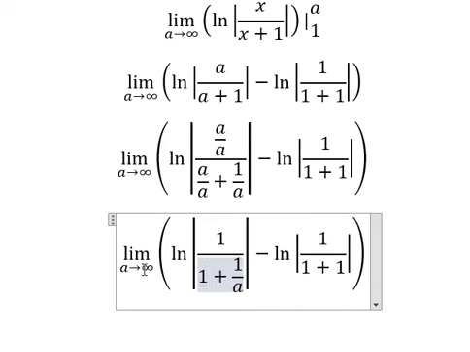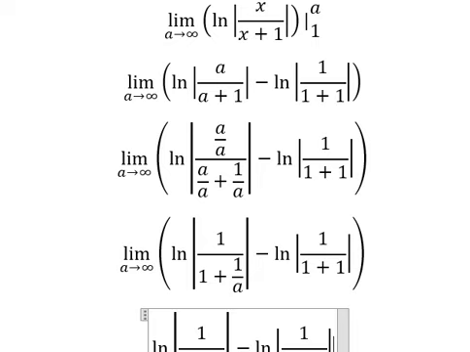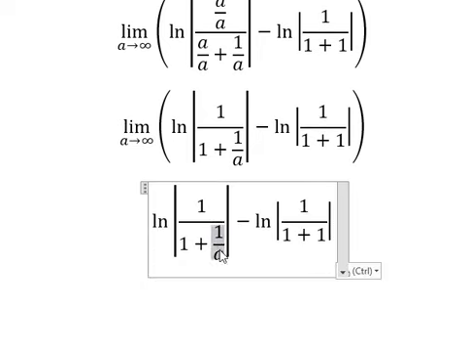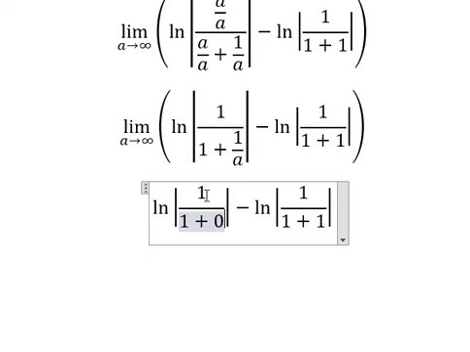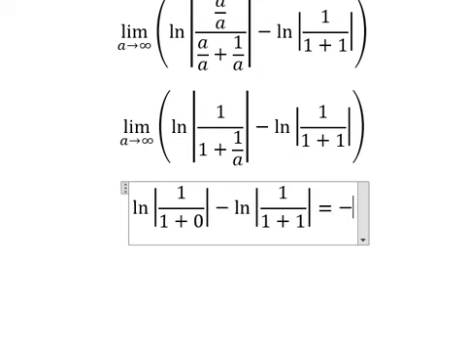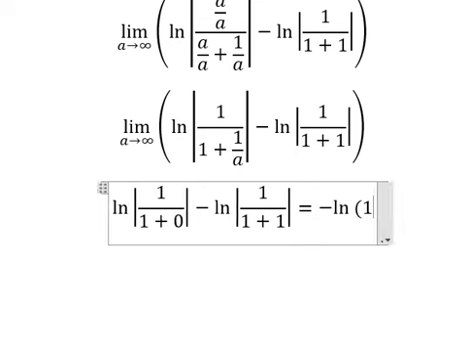When a approaches positive infinity, 1 divided by a, you get 0. ln 1, you get 0. So we just have this one left, and that is negative ln of 1 over 2.